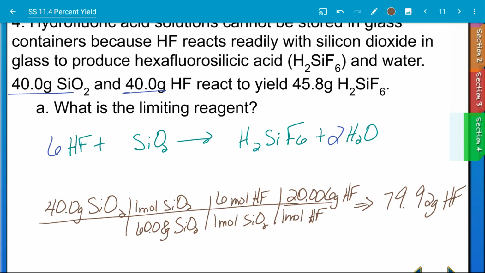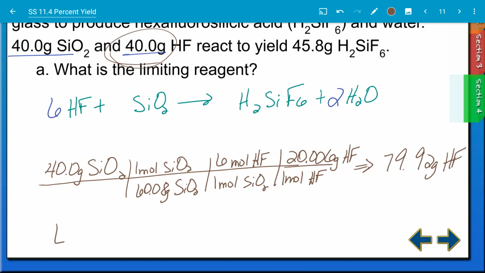So I don't have close to 80 grams of hydrofluoric acid. I only have 40 grams of hydrofluoric acid, which means that I will run out of hydrofluoric acid before I will use up all my silicon dioxide. So my limiting reagent, forgot my I in there. My limiting reagent, obviously, is going to be, drumroll please, hydrofluoric acid. Yay for hydrofluoric acid. What do you think the next question is going to be?